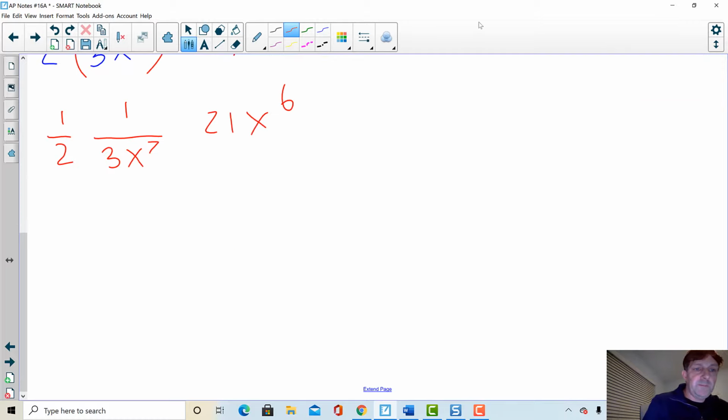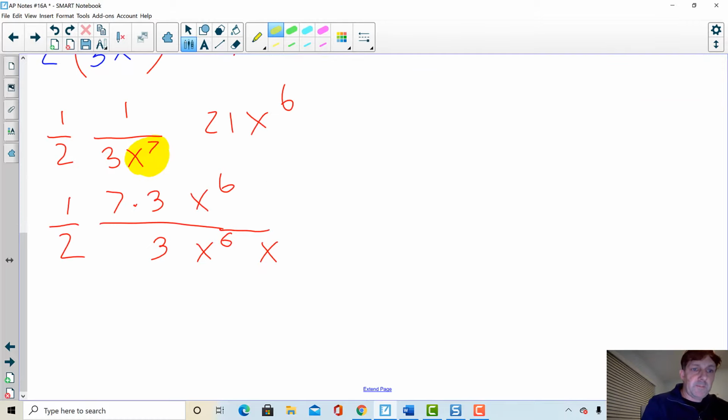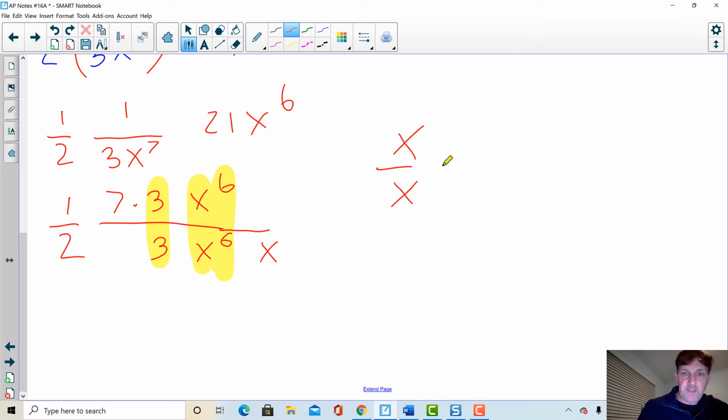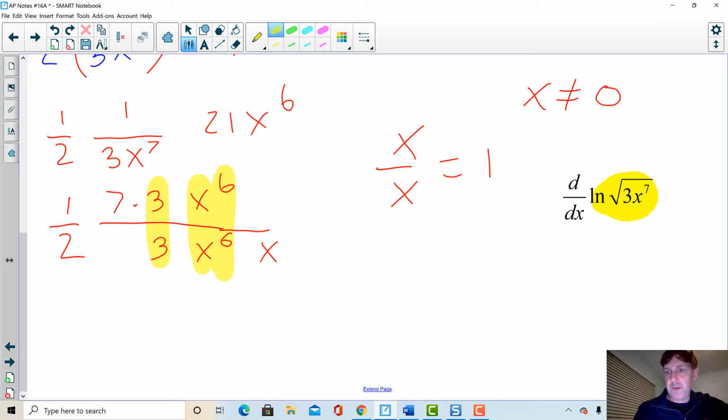Okay, now we can simplify. I'm going to break up the x to the 7 on the bottom. I'm also going to break up the 21. The reason I'm going to do that is so the 3's cancel and the x to the 6 cancel. You might be wondering, how does x over x cancel? Well, it's because x cannot equal 0. Here's our function right here. Clearly, x cannot be 0. After canceling, we're left with 7 over 2x.